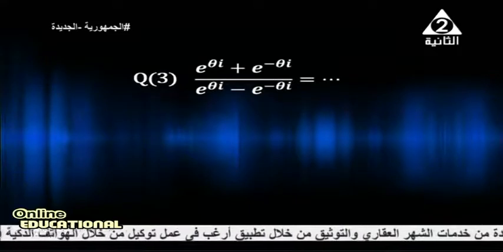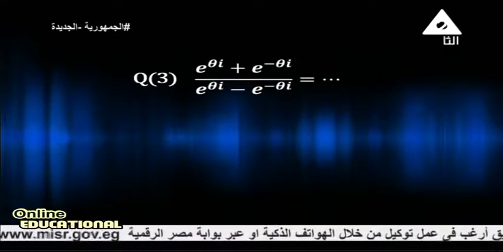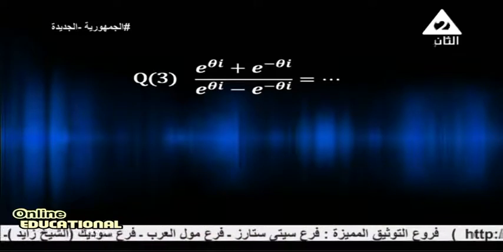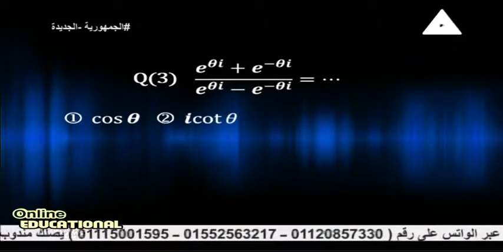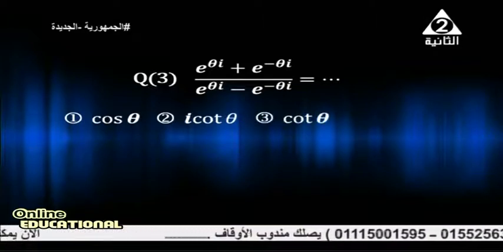Number 3. Choose the correct answer. e power theta i plus e power negative theta i over e power theta i minus e power negative theta i equals, choose the correct answer. Number 1, cosine theta. Number 2, i cotangent theta. Number 3, cotangent theta. Number 4, negative i cotangent theta.